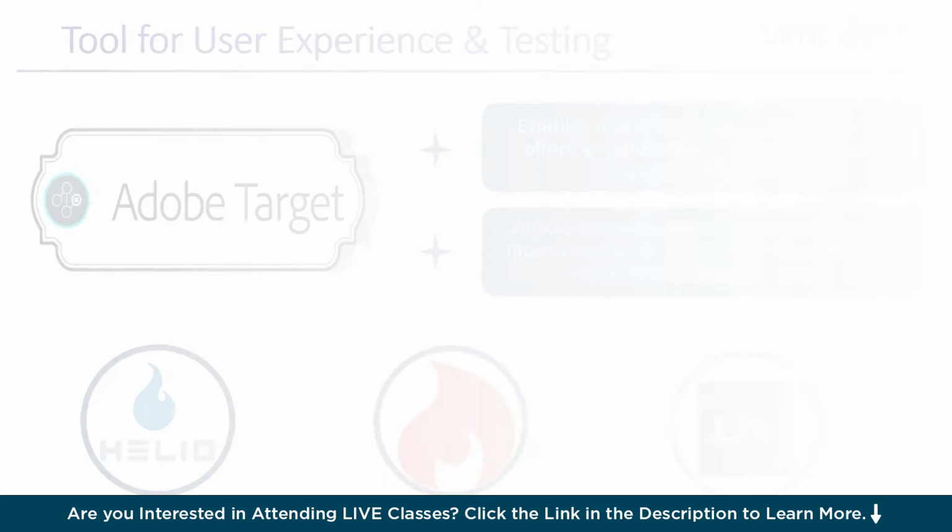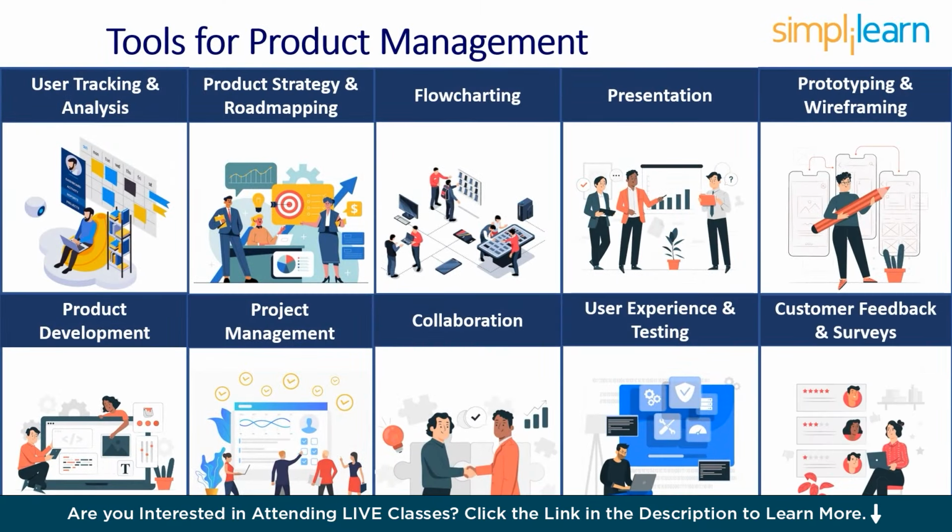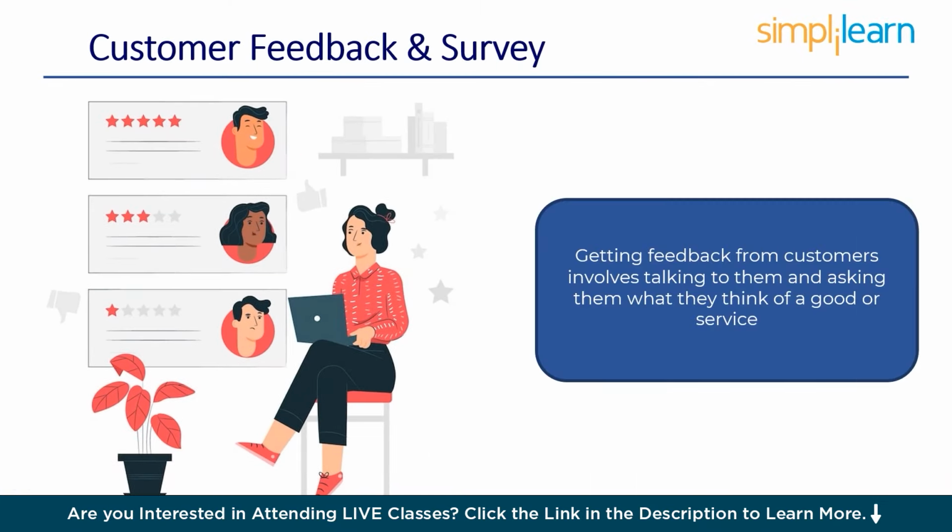In the end, the last functionality of product management is customer feedback and survey. Getting feedback from customers involves talking to them and asking them what they think of a good or service. To properly comprehend their behavior and demands, it is crucial to pay attention to their thoughts and feelings. It is crucial for product managers because before you can offer a helpful solution, you must embrace your people and understand the suffering caused by their issues.